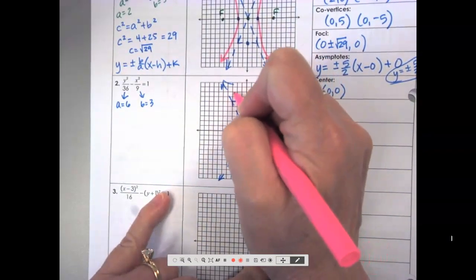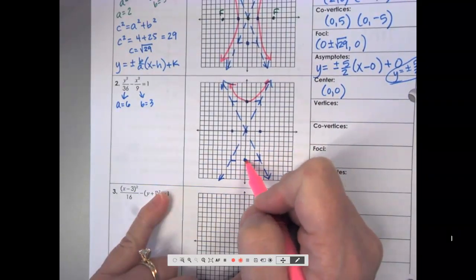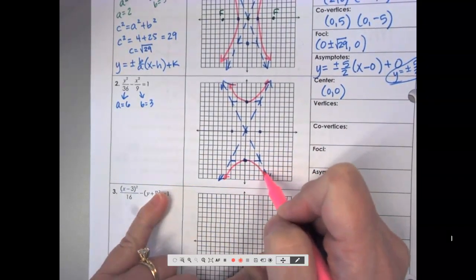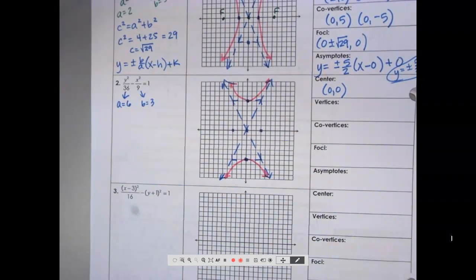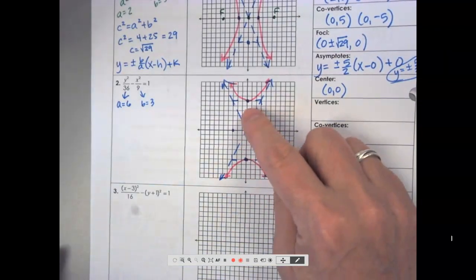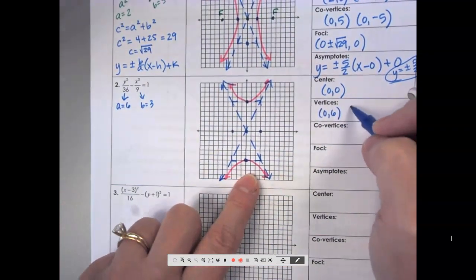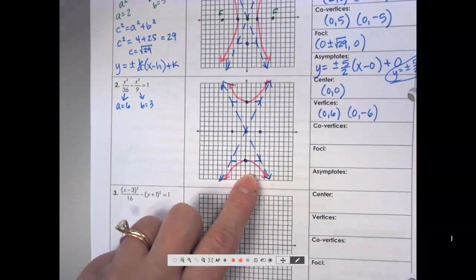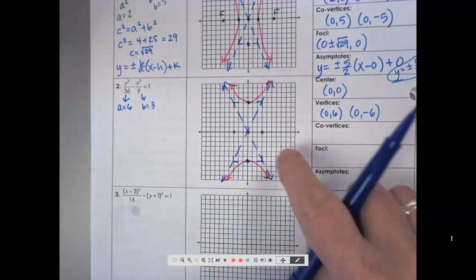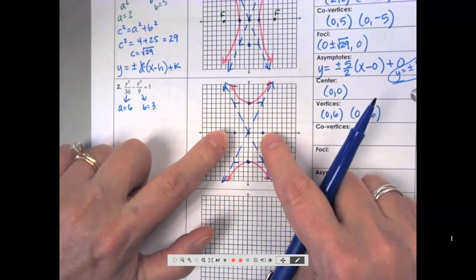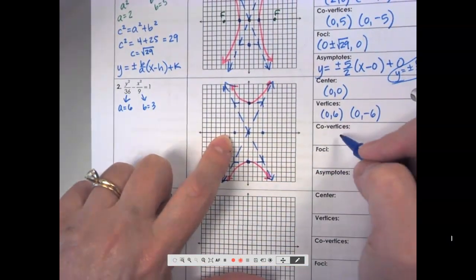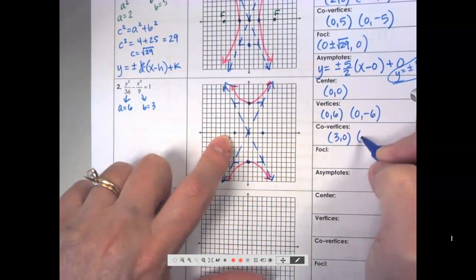This one is not nearly as wide as the last one. And then I'll go to that dot and connect it going down. Okay, well those dots that I just started from, those are the vertices. So this vertex is 0, 6, and this one is 0, -6. Okay, these other two dots that help form the rectangle are the co-vertices. So that's 3, 0, -3, 0.